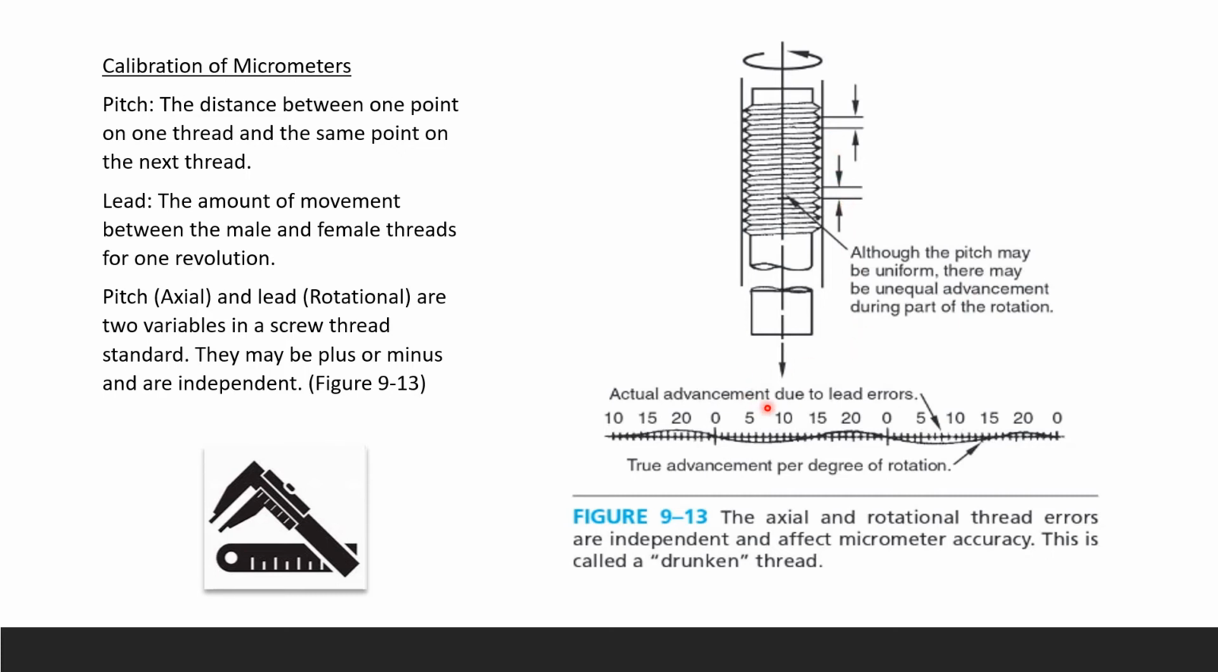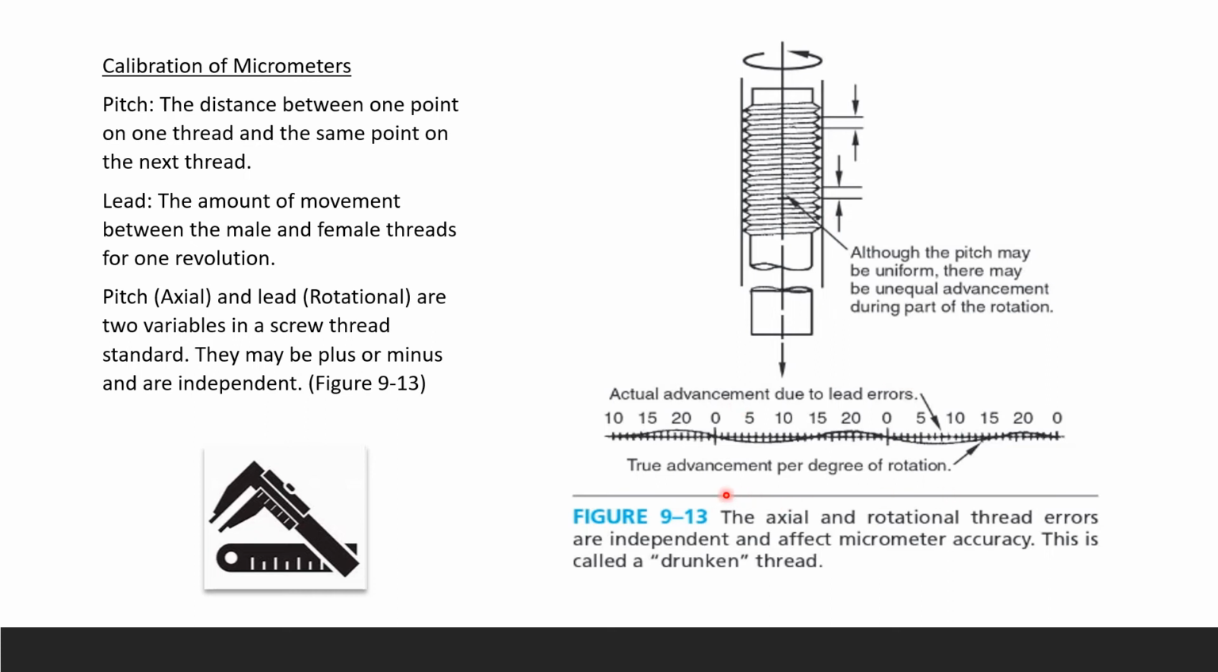Here in this picture, you can see your axial and your rotational thread errors. These error types are again independent errors, so they can affect the micrometer accuracy. We call that, you don't need to know this one, just a common word, drunken thread, because it's not producing the right accuracy because you have errors in your axial and rotational thread.